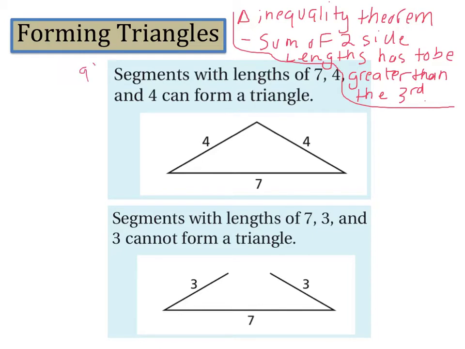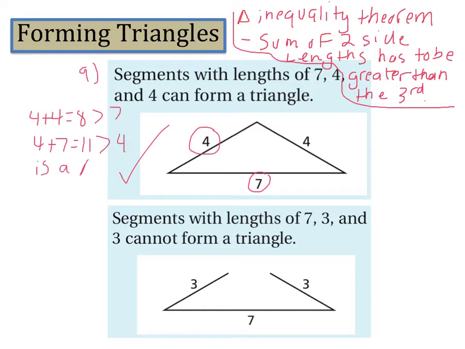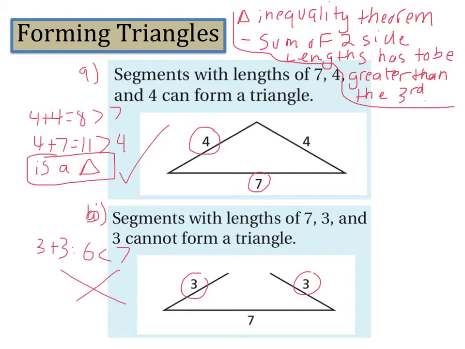Example A is a triangle because 4 plus 4 equals 8, which is greater than the third side, 7. Also, 4 plus 7 is 11, which is greater than the other side length, 4. So this one is a triangle. Let's look at example B. For this one, let's add these two. We have 3 plus 3 equals 6. Now 6 is not greater than 7, therefore this is not a triangle.